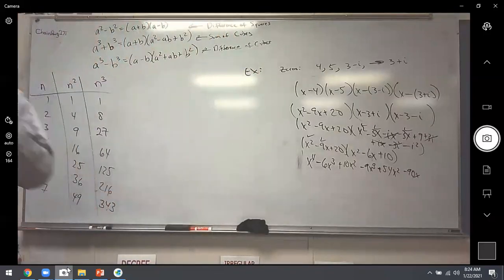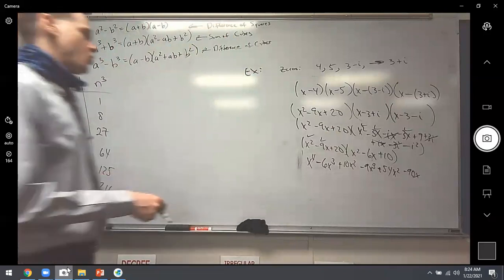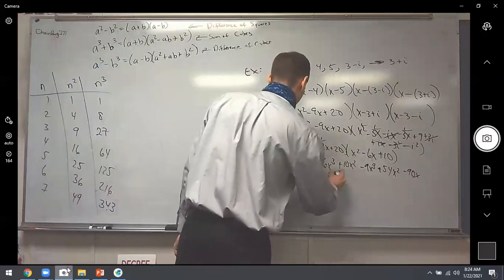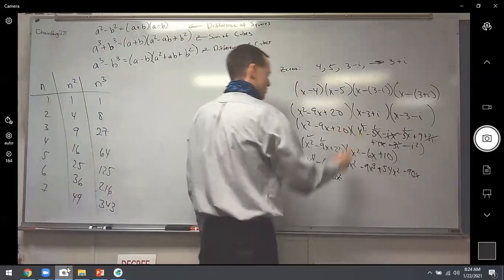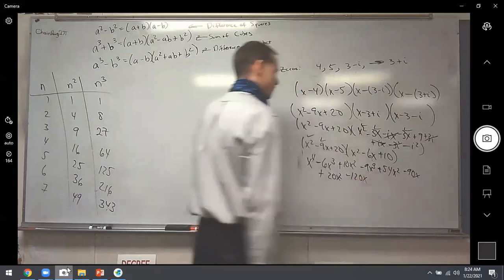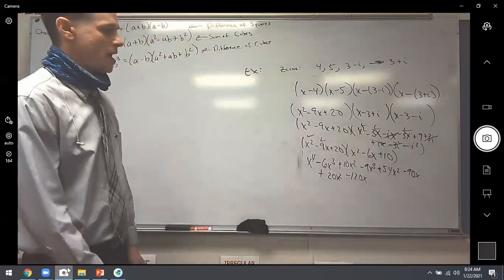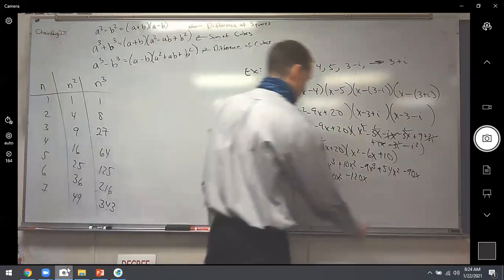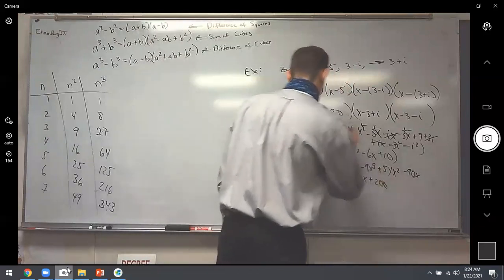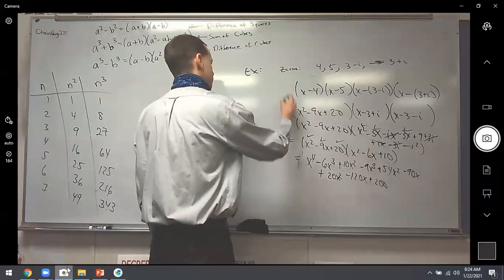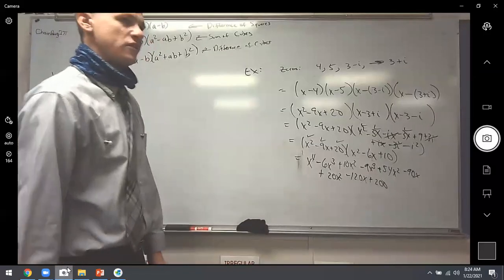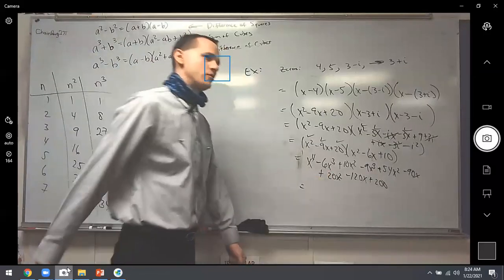And then one more to go, 20. 20 times x squared would be 20x squared. 20 times negative 6x is negative 120x. And 20 times 10 is obviously 200. So it's all been distributed out. Only thing left to do is combine some like terms, then we're done.